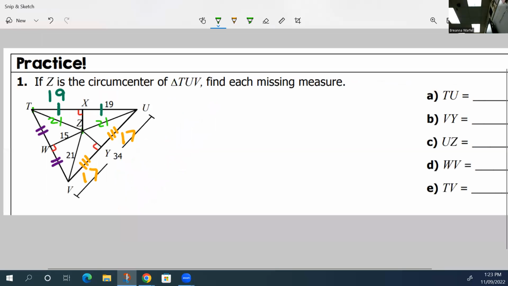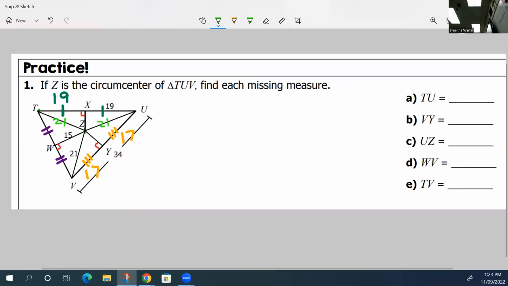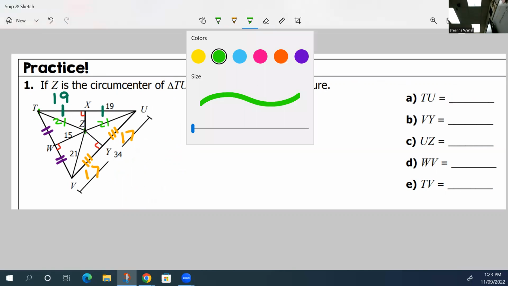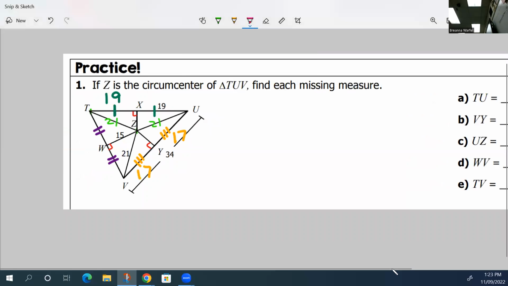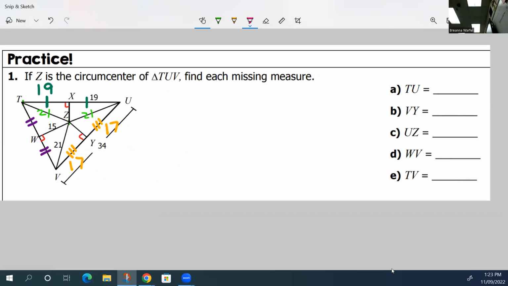All right, so first is TU. Let's see, have we solved for TU yet? We can solve for TU. T to U is this side right here, and we know it's 19 and 19, so 19 and 19 together is 38. So that was pretty easy to find, okay?